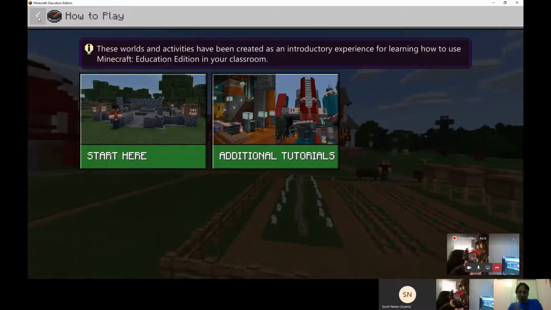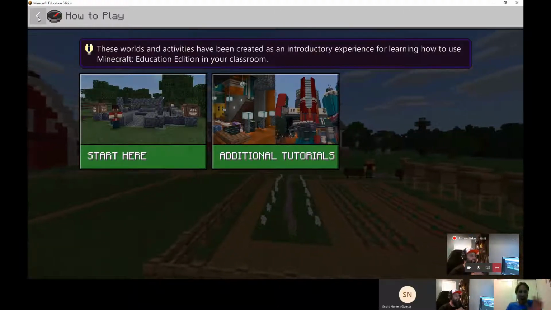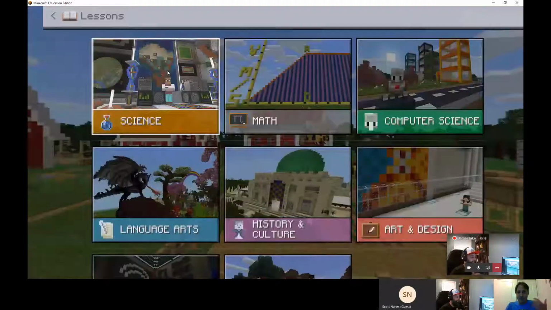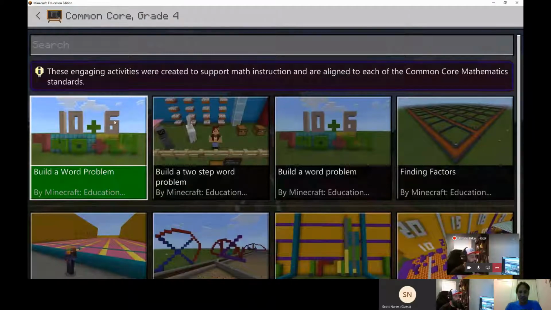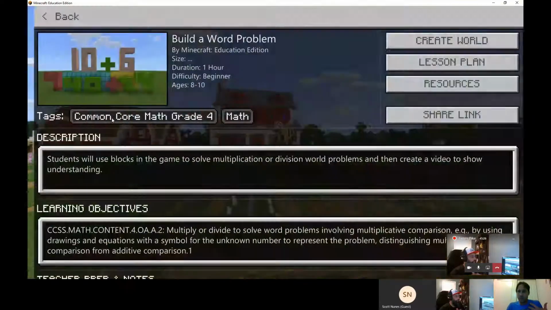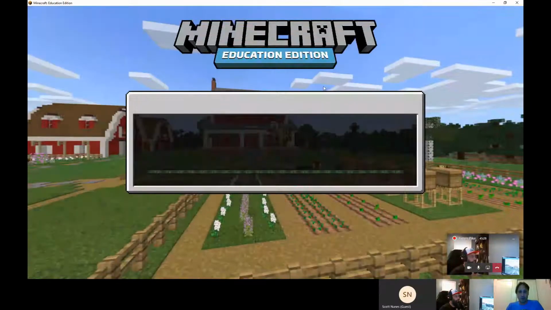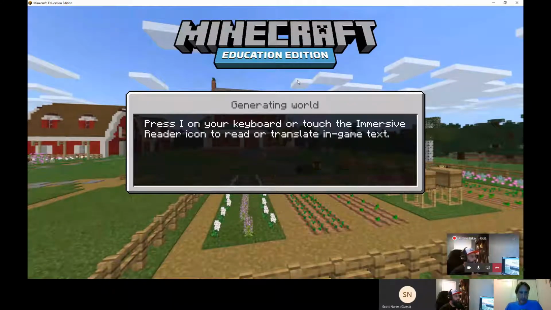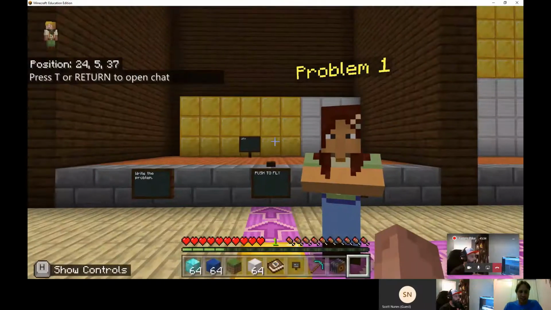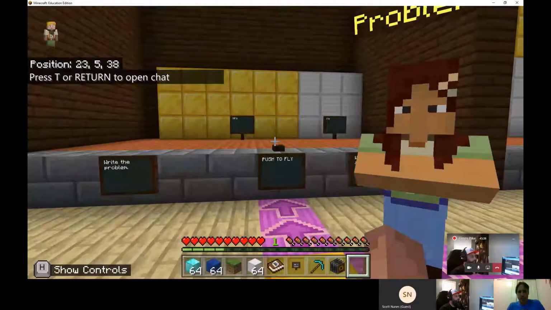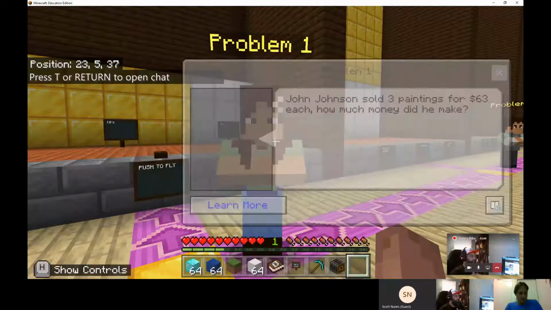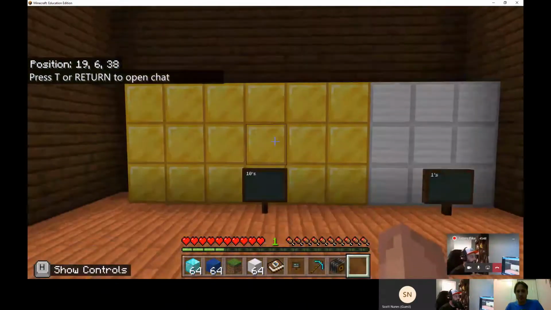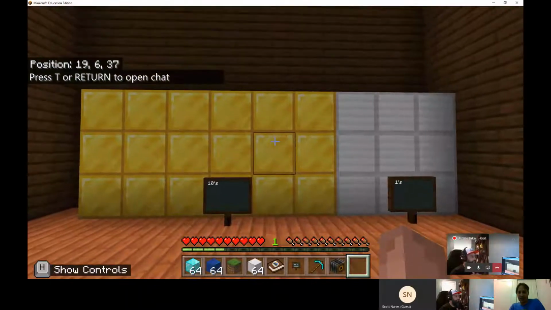I do want to show you two quick worlds. All right, first off, this is a really great world for 4th grade math because it covers so many standards, and it's really easy setup. If you see where I went, I'm going over math models for multi-digit to single-digit multiplication. Here, you've got the videos. John Johnson sold 3 paintings for $63. How much money did he make? Over here, I've got the math models.